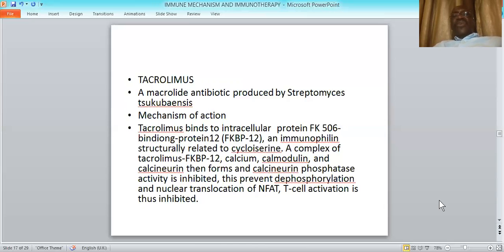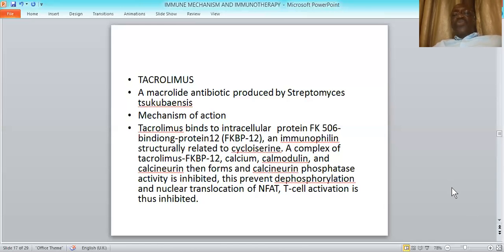Also in that complex, we have calcium, calmodulin, and calcineurin. And what happens is that the activity of calcineurin phosphatase is thus inhibited, because that complex of tacrolimus, FKBP12, calcium, calmodulin also forms a complex with calcineurin. Once it is complexed with calcineurin, calcineurin phosphatase activity will be inhibited.